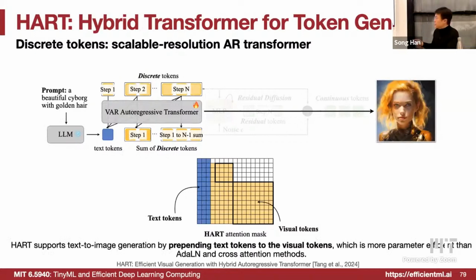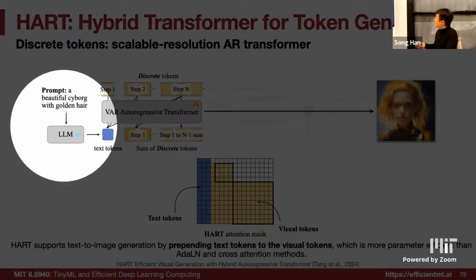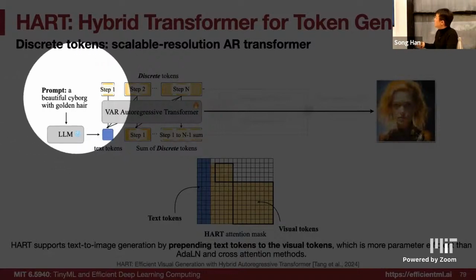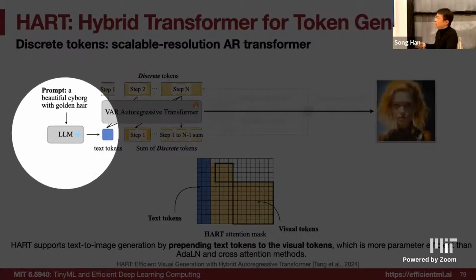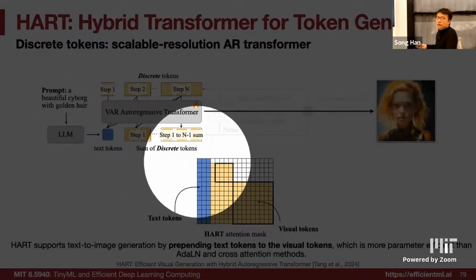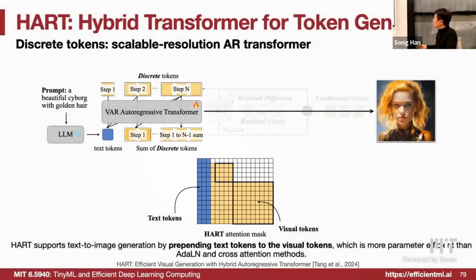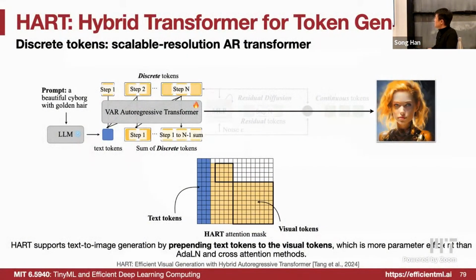Adding a text prompt is pretty simple. We just pass the text prompt to the LLM, like a beautiful cyborg with golden hair. We pass it through the LLM and get a few text tokens, for example showing 3 here, but we can have more. We just concatenate them together, and then it's going to generate the image.